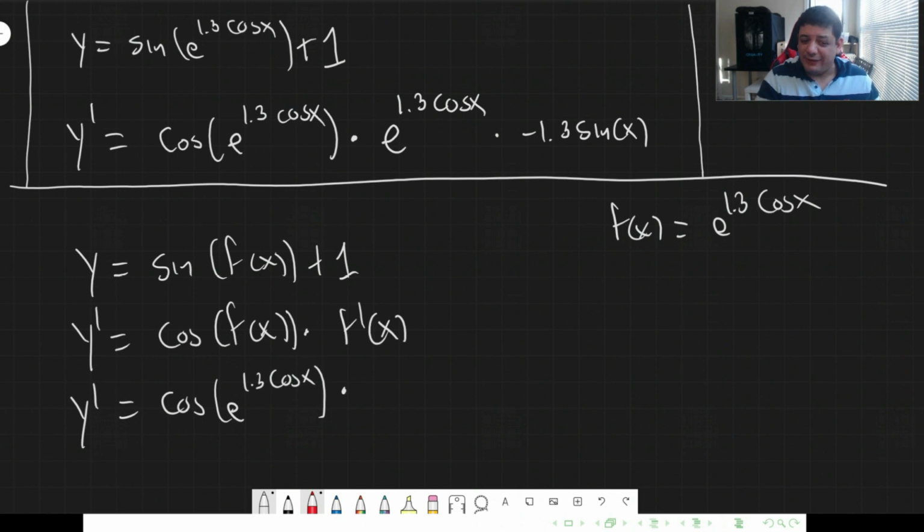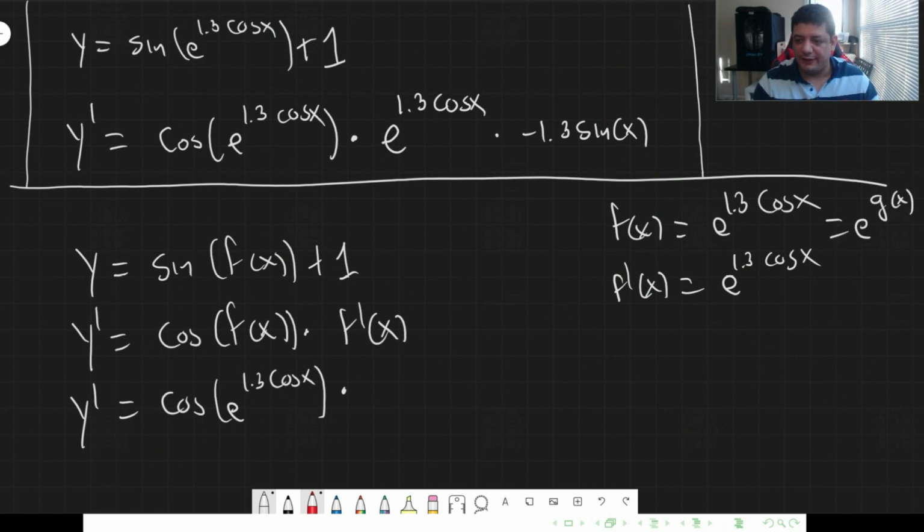But now who is f prime of x? That leads me to do the derivative over here. Oh, but we have a chain rule here as well. So we need to do e to the 1.3 cosine of x, because that's what the derivative of an exponential is. It's just the same function, composed with whatever the function here is. Okay? Or you can see this as e to the g of x, right?